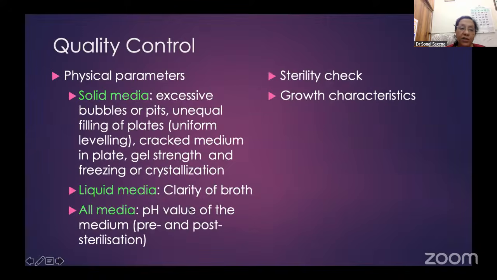What are the quality control parameters initially? There are physical parameters that you look into. For physical parameters, for solid media, you just look: does it have excessive bubbles, or pits, or unequal filling of plates? When a new person goes into your media room, suppose your routine person is on leave and somebody who's not routinely going to the media room pours plates, one plate will be 5 mm, the other will be 4 mm, the other will be 5 mm. So this irregularity may be there.